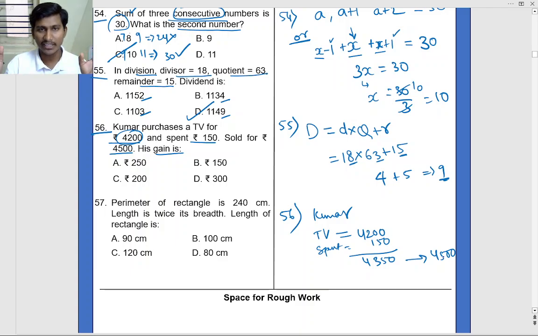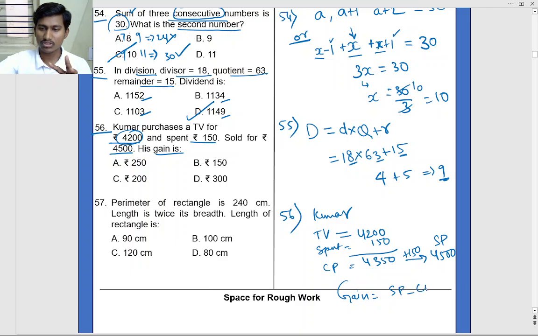So what will be the gain? We just have to minus it, or you already know 4350 plus how much is 4500. So we have to add 150. That is the gain. So we know gain is, that is the profit. This is the total cost price and this is the selling price, SP. So we know selling price minus cost price.